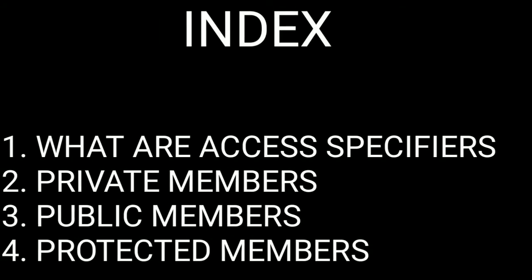So now our today's topic is access specifiers. Let's move towards our index and see what we are going to have today. Basically in the index we have: first, what are access specifiers; second, private members; third, public members; and fourth, protected members. Now let's see access specifiers.